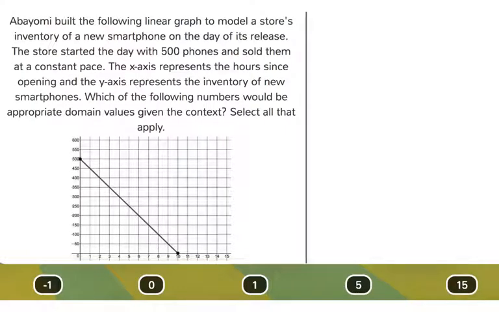All right, in this question we are going to evaluate some domain values, but the important thing is we have to keep the context in mind, okay? So let's read that context and circle some of the important parts here.